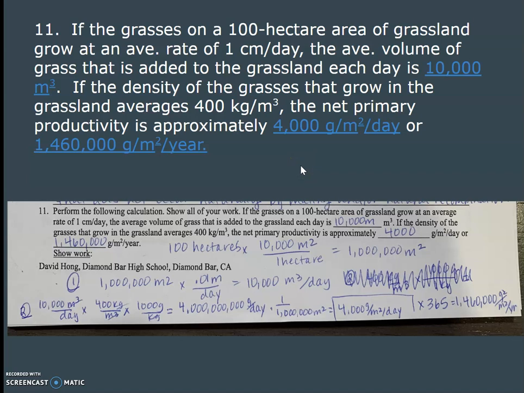If the density of the grasses that grow in the grassland average 400 kilograms per meter cubed, the net primary productivity is approximately what? So let's take a look here. We're going to take this 10,000 meters cubed per day that we had, and we'll multiply it by the 400 kilograms per meter cubed. And knowing that there's 1,000 grams in a kilogram, this is how many grams I have per day. And obviously scientific notation would be fine here. But this is from this number up here. This is my 1,000,000 meters squared. So really I have 4,000 grams per meter squared per day.